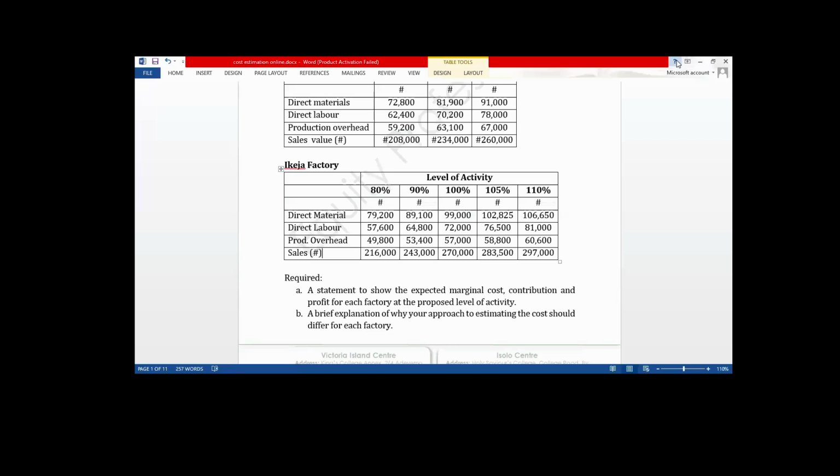Now, having defined this, we are going to answer this question from the perspective of the accountants. Now let's go to this question.